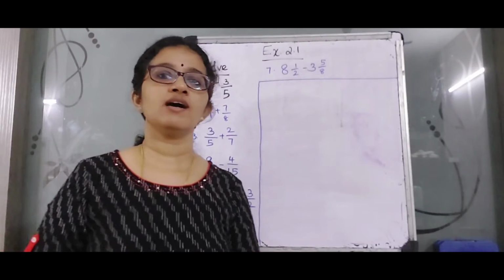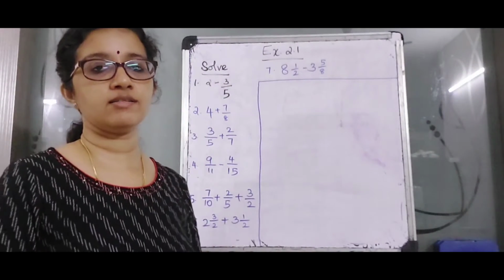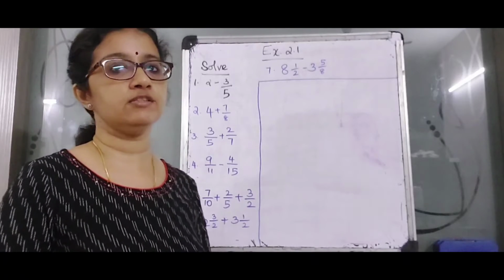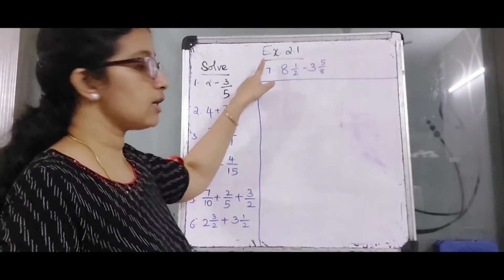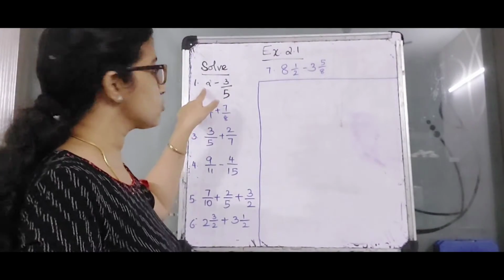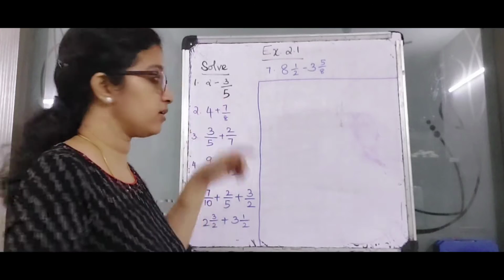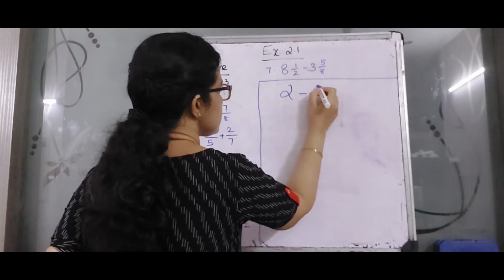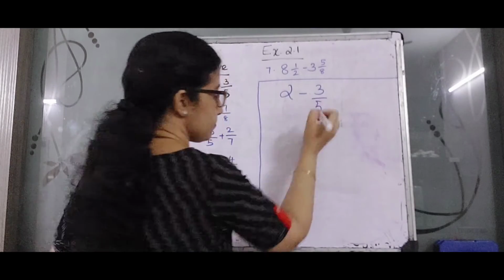Hello students, today we are going to see some of the exercise problems of chapter 2, that is fractions. First we are going to solve exercise 2.1. The first question in exercise 2.1 is: solve 2 minus 3 by 5.